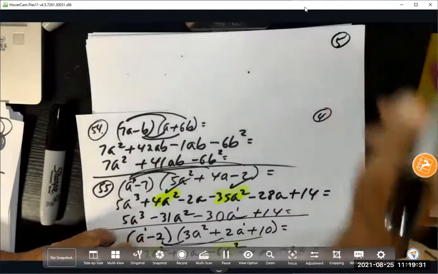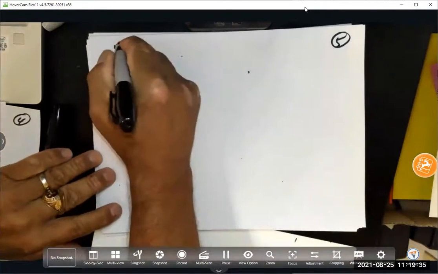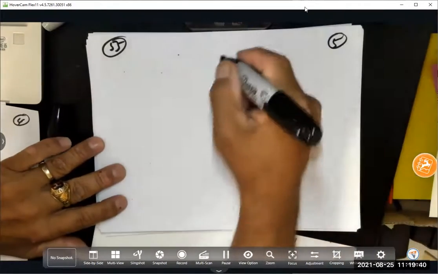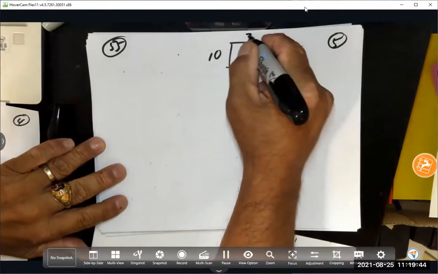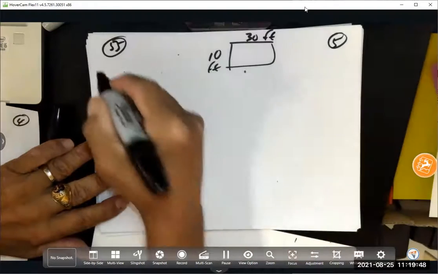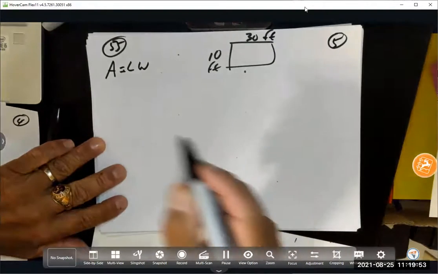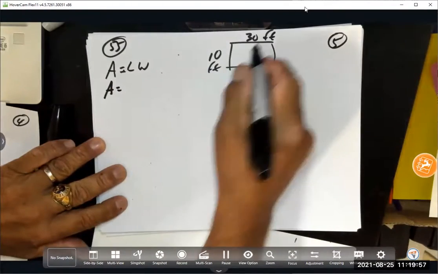Okay, so let me go through the question that you asked me right now. Let's go over here and do that. Kind of like fifth grade. All right. If I say this is 10 by 30 feet, let's just do something that you know how to do. So the area of this is the length times the width. Is that right? So the area is the length, which is going to be 30 times 10.